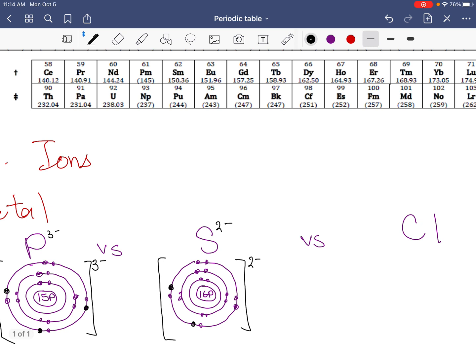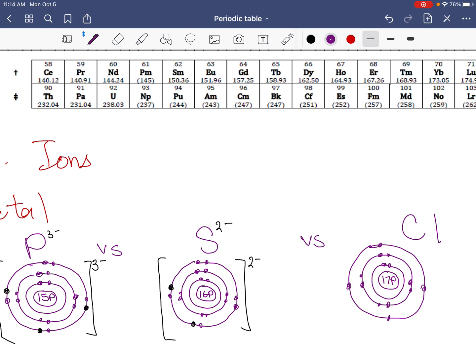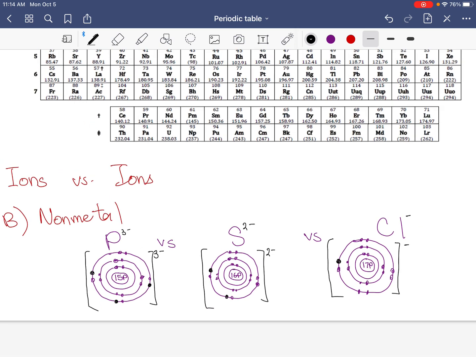Chlorine. Okay, chlorine has 17 protons. Well, I guess I'm going to need 17 electrons. There it is. Okay, so how do I make chlorine happy? Very simple. I just need 1 more electron because I'm just that desperate. This will be chlorine minus. So I turn all 3 of these atoms into ions.